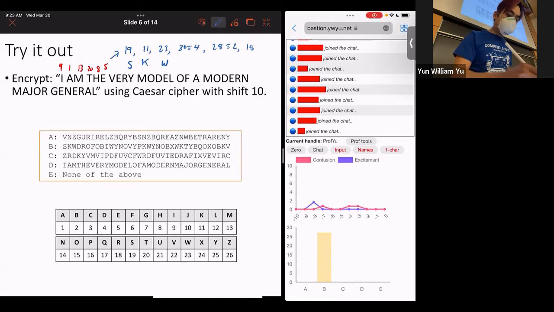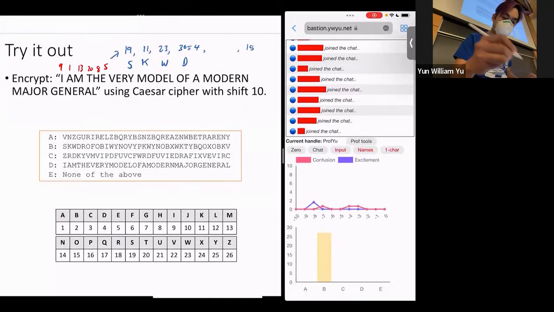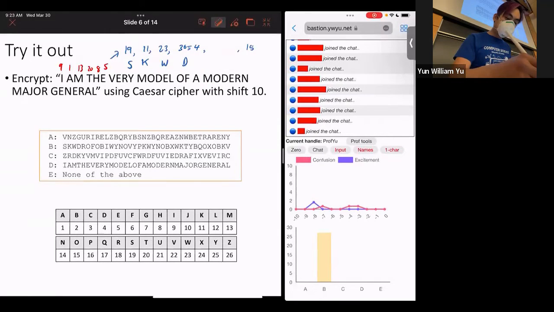2 is, of course, wait, did I do that wrong? Oh, yes, I did that wrong. So someone should have caught me. So that was 18, not 28. Wait a moment. Yes, that was 18. And so 18 goes to, looking on the table, that's R. And 15 goes to O. And so it is indeed B down here.